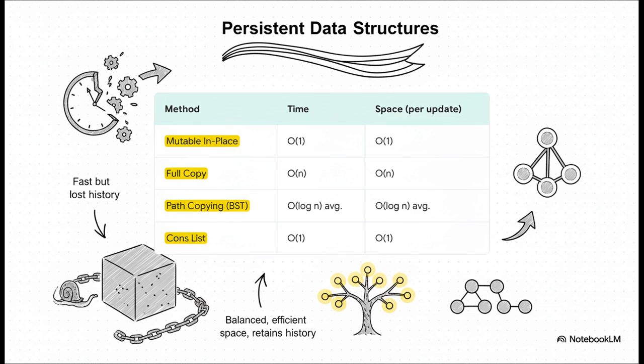Making a full copy is O of n, which is just brutal. It gets slower and slower the bigger your data gets. But path copying, it hits that sweet spot. O of log n. That means its cost grows incredibly slowly, even for gigantic data sets. It's fast, it's efficient, and you get to keep your history.